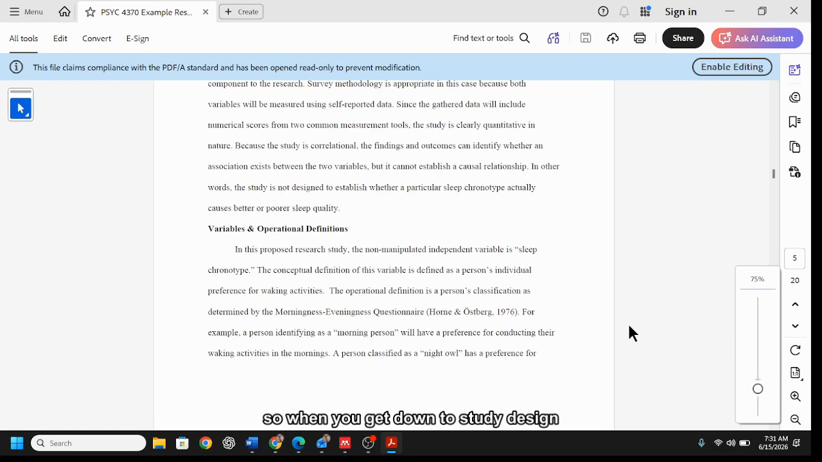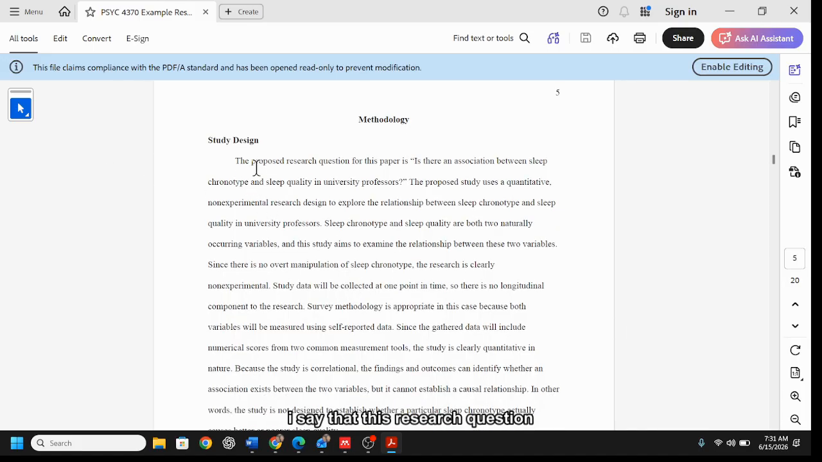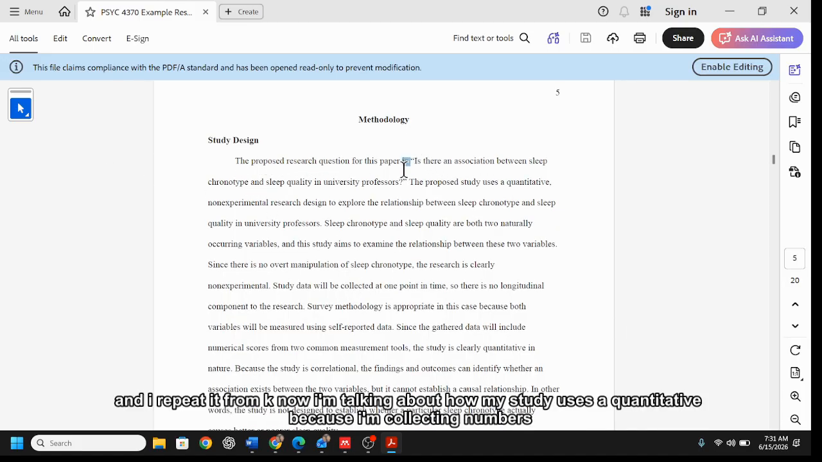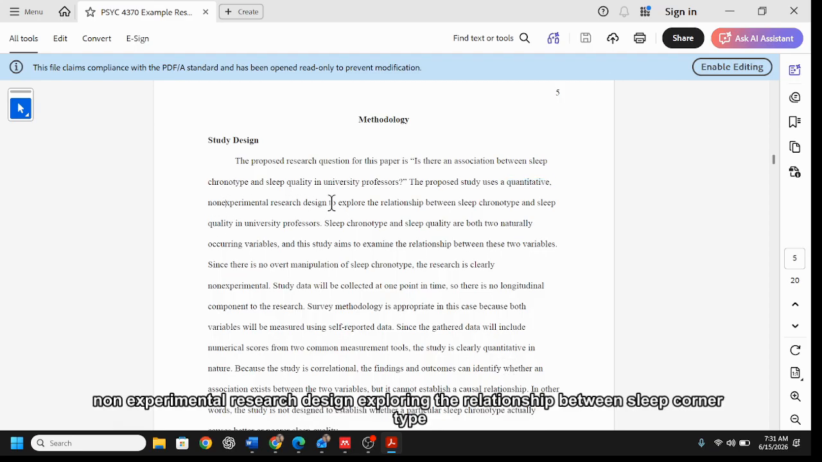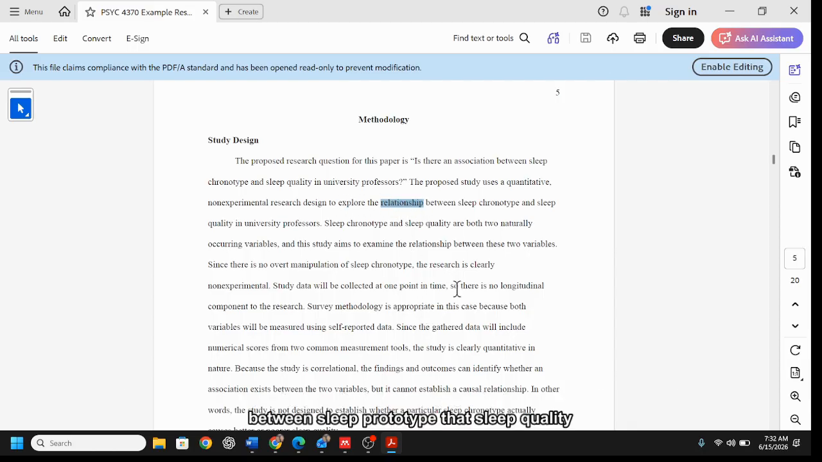So when you get down to study design, I say that this research question, and I repeat it, okay? Now, I'm talking about how my study uses a quantitative, because I'm collecting numbers, non-experimental research design, exploring the relationship between sleep chronotype and sleep quality. That relationship indicates association, so that's fine. I could have said explore the association between sleep chronotype and sleep quality.